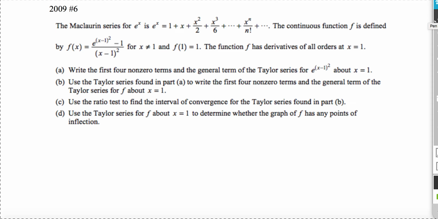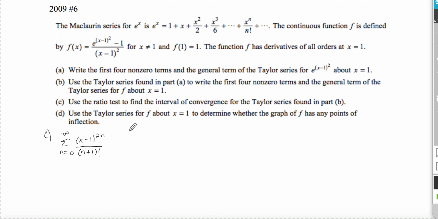All right, let's take a look at part C. Part C says, use the ratio test to determine the interval of convergence for the Taylor series found in part B. Ratio test. We know how to do that. We already found, right, what our general term is. Our general term for this series, if we do our summation notation, we said was x minus 1 to the 2n over n plus 1 quantity factorial, right? That was our general term.